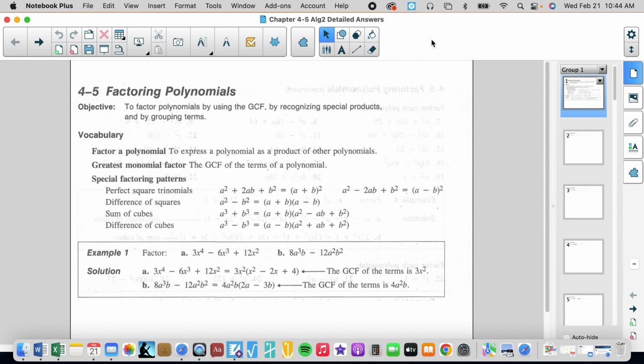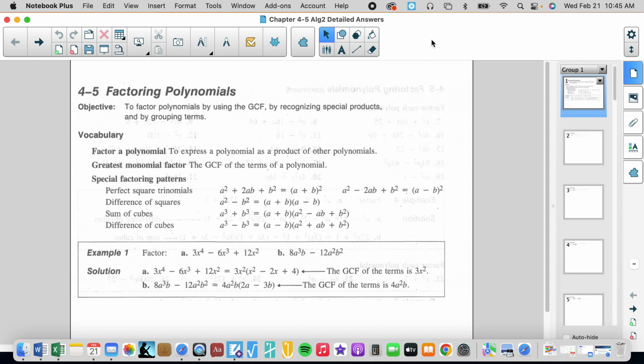Chapter 4.5, or 4-5, factoring polynomials. If we look at the objective, it is to factor polynomials by using the GCF, by recognizing special products, and by grouping terms. So there's a couple things that we're going to deal with here. So the first thing, factoring a polynomial.